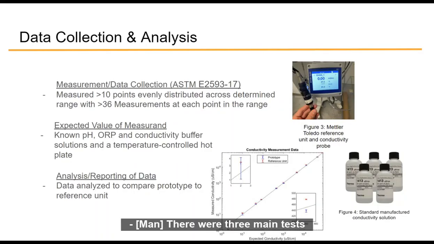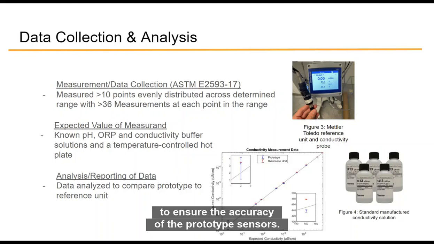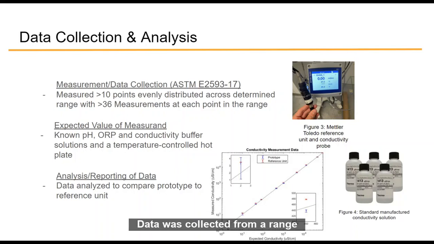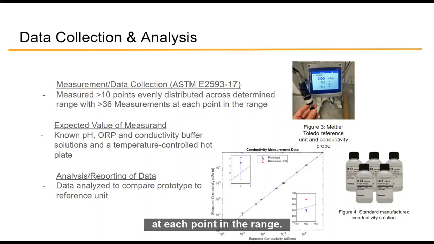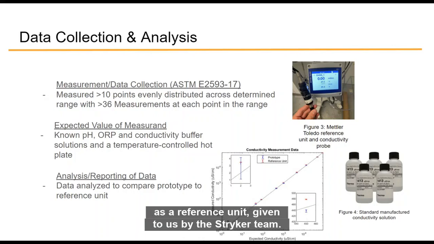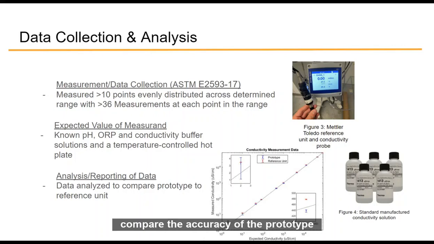There were 3 main tasks to ensure the accuracy of the prototype sensors. Data was collected from a range of buffer values for each pH, conductivity, oxidation reduction potential, and temperature. This involved testing 10 points, distributed across the determined range, and taking 36 measurements at each point in the range. This process was repeated with a Mettler-Toledo transmitter as a reference unit, given to us by the Stryker team. Lastly, analyses of each dataset were done to compare the accuracy of the prototype against the reference unit.